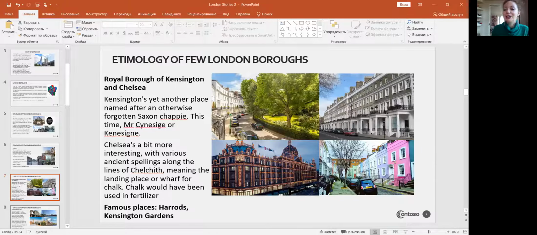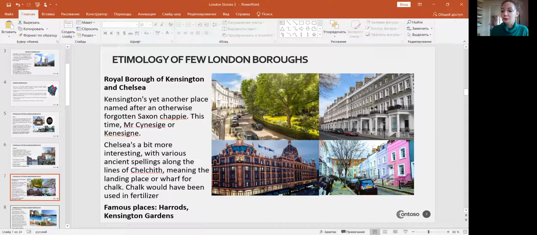Royal Borough of Kensington and Chelsea, one of the most posh and wealthy areas in London. All the beautiful shopping malls and beautiful buildings are there. Kensington is yet another place named after an otherwise forgotten Saxon chappie, this time Mr. Cynesige or Kenesing. Chelsea is a bit more interesting, with various ancient spellings along the lines of Chelchith, meaning the landing place or wharf for chalk. Chalk would have been used in fertilizer. Famous places here are Harrods, Kensington Gardens, and many, many more.